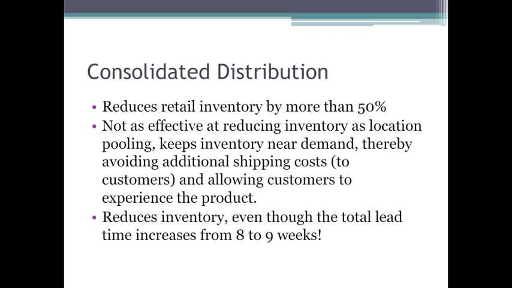Now, it is important to note one thing. The overall lead time from the supplier to each store has actually increased from 8 to 9 weeks. However, by having this consolidated distribution, by having all of the product go from the supplier to this distribution center, the amount of inventory that each store requires is significantly reduced. In general, by doing this, we reduce retail inventory by as much as 50%.